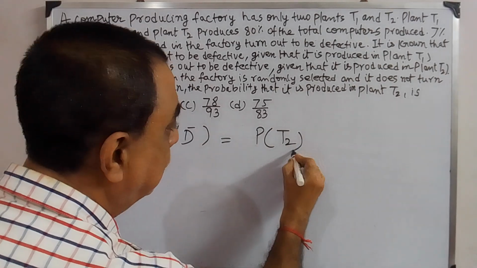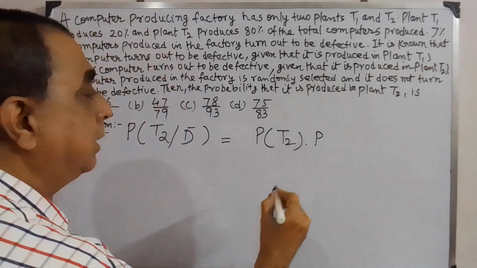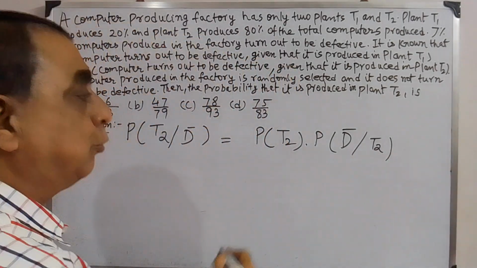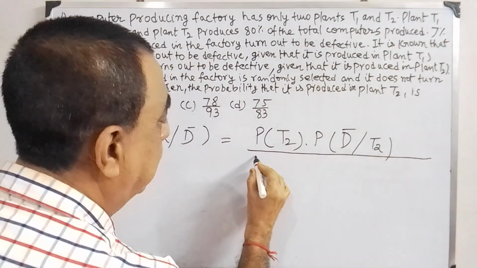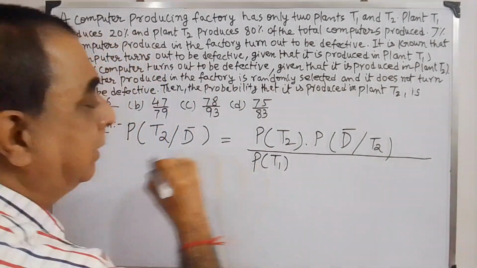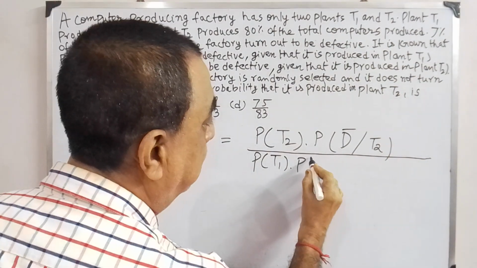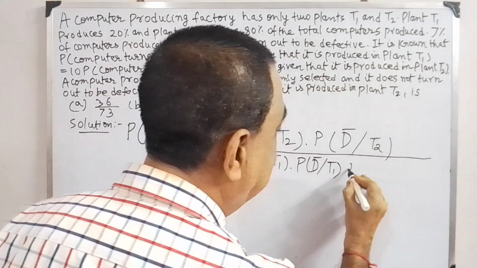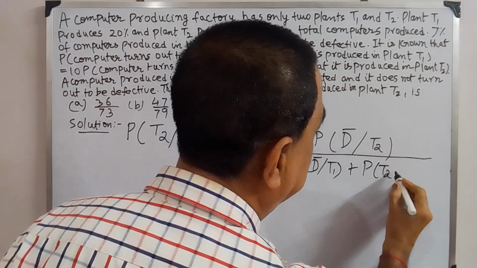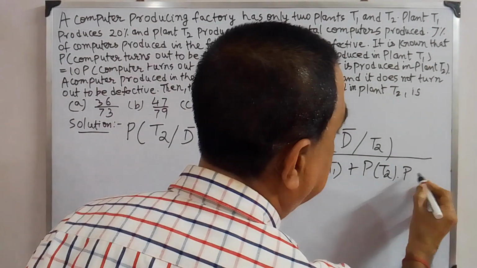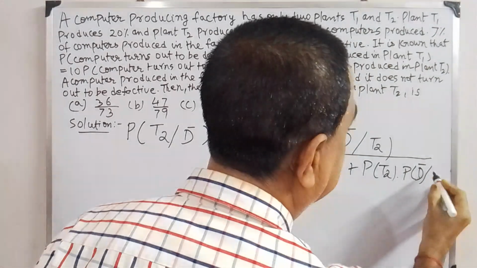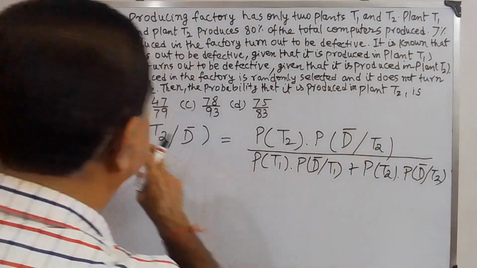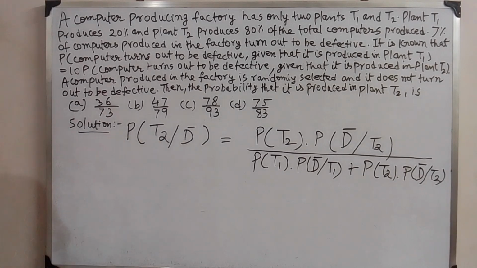probability of T2 multiplied with the probability of non-defective, provided that it is produced in plant T2, divided by the probability of the computer produced in T1 times the probability that it is non-defective, provided that it is produced in T1, plus the probability of the computer produced in T2 multiplied with the probability of non-defective, provided that it is produced by T2. Now we have to put these values here, and we will get the probability of the computer produced in T2, provided that it is non-defective.